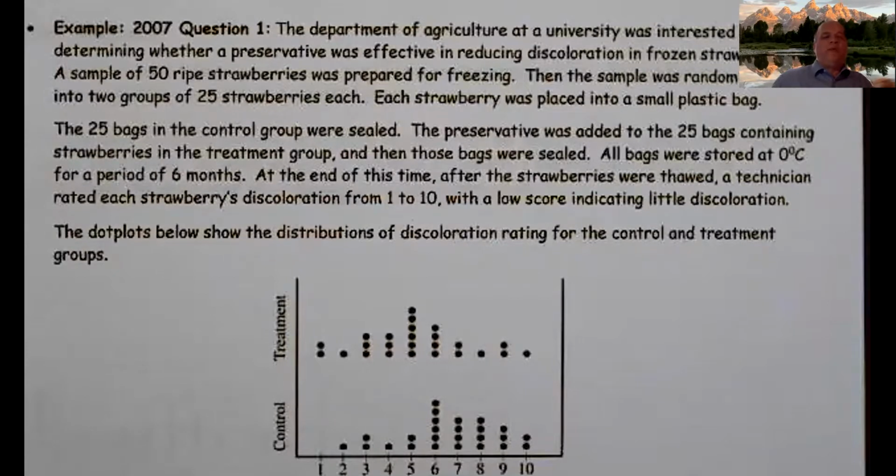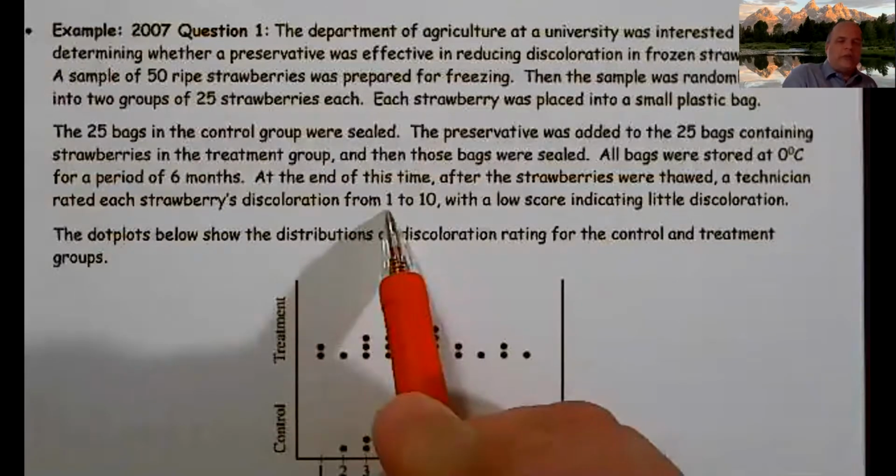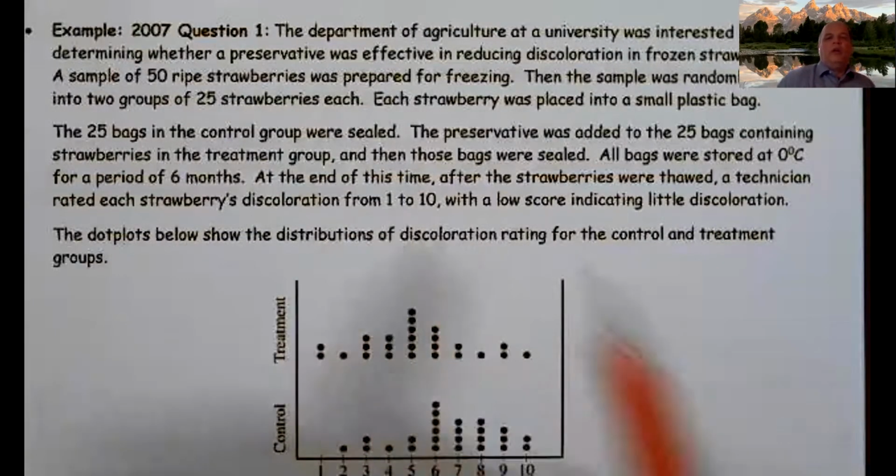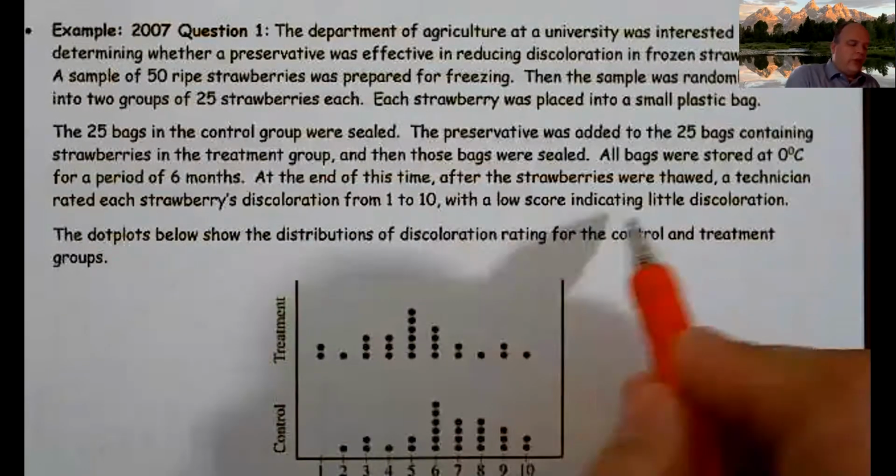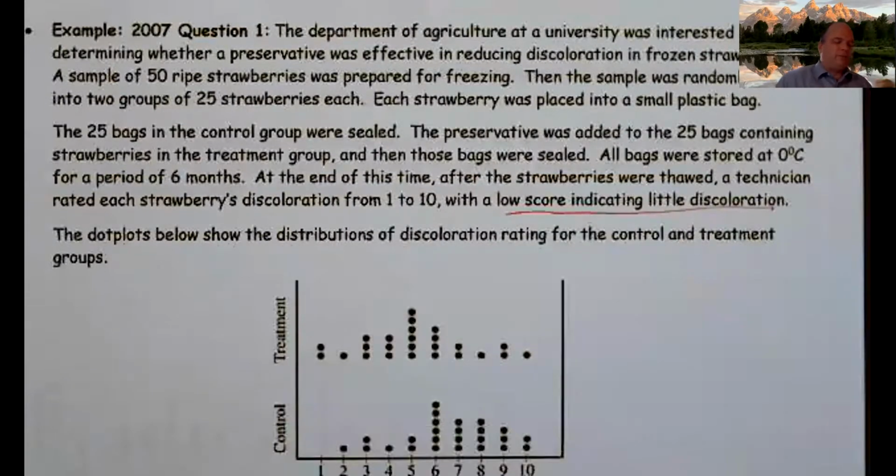So we have 50 strawberries, 25 are the control group, and 25 have a preservative. They're both frozen for 6 months, and we want to see which one has the greatest discoloration, whether or not the preservative helped get rid of discoloration. And we're just having someone rate it on a scale from 1 to 10, the low score indicating little discoloration. So low score is little discoloration.